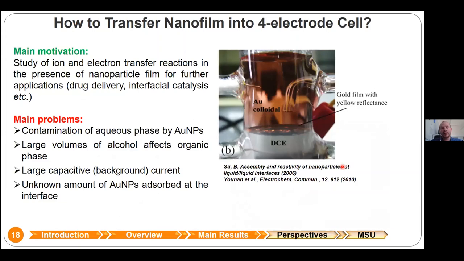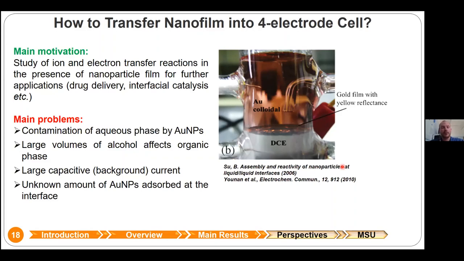And the next question was, okay, we want to study such a film that I described before for some electrochemical behavior. Will it be conductive, or will it take part in some catalytic process, and so on? But the problem was that previously, of course in our group as well, people tried to play with such systems like colloidal particles, interfaces, and so on. But they faced some problems, like large volumes of alcohol added to the system affect the capacitive current, for example. It affects the organic phase, so the organic phase is not organic anymore. It's kind of a mixture, because you add 10% of this alcohol or something like that.